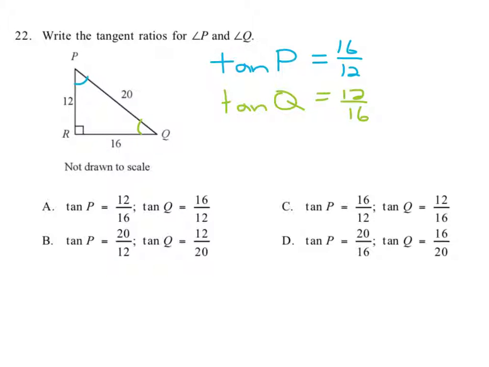And as I just said on the last slide, that's what's going to happen. The tangent of one angle is the reciprocal of the tangent of the other angle. So tangent of P is 16 over 12. Tangent of Q is 12 over 16. And that corresponds with C. One more to go.